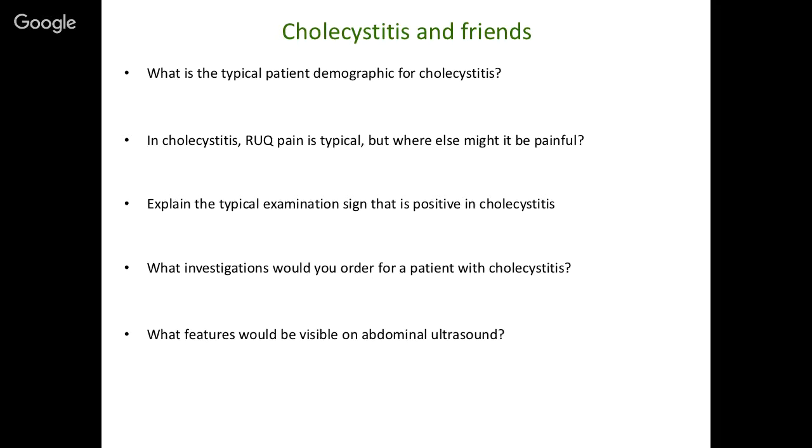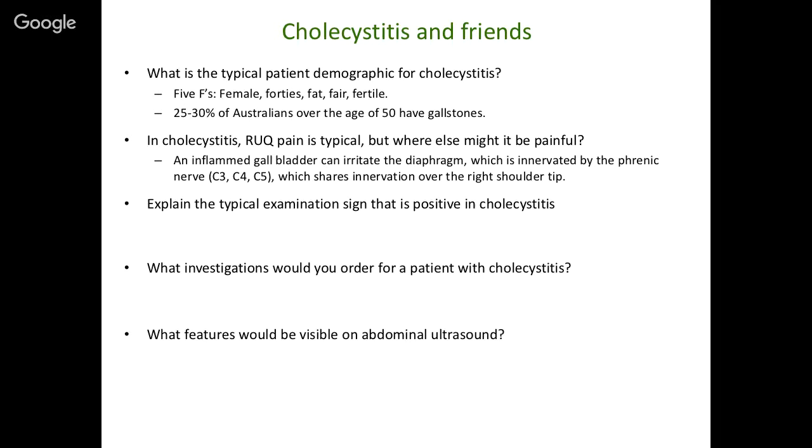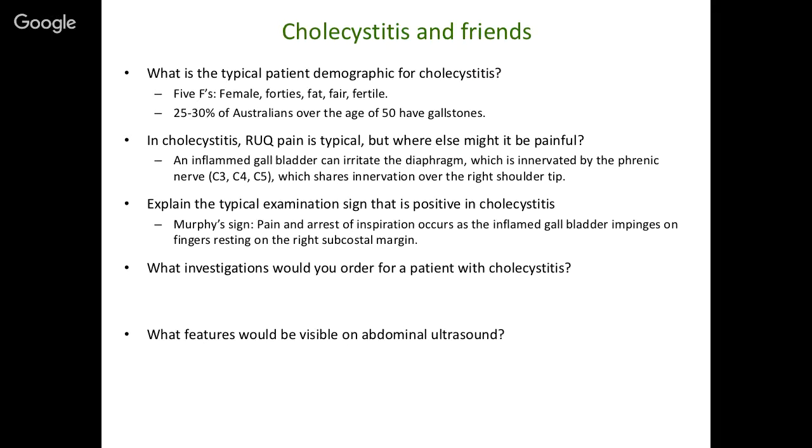What is a typical demographic for cholecystitis? Yep, the 5 Fs. So female, 40s, fat, fair, and fertile. In cholecystitis, you'll generally get that right upper quadrant pain, but where else might it be painful? Think referred pain. Good. Shoulder tip pain. Why? Because it can irritate the diaphragm, which is innervated by the phrenic nerve, which shares innervation with the right shoulder tip. What's a characteristic sign that you might expect to be positive in cholecystitis? Murphy's sign, good. So it's pain on the arrest of inspiration when you put your hand in the appropriate place.